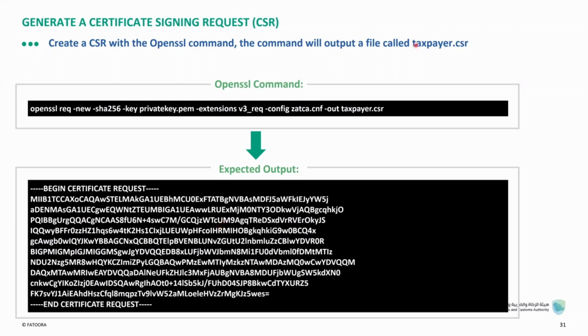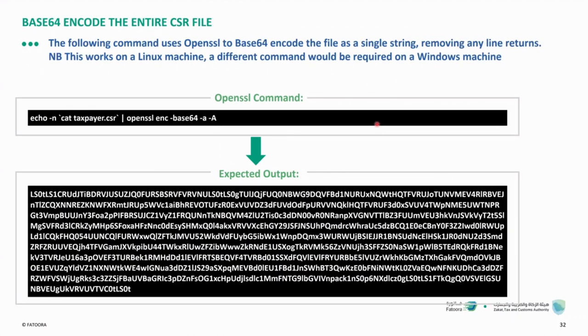In our example, we're going to name it taxpayer.csr. And then you need to encode it in base64. So basically, you're going to pass the taxpayer.csr that we've seen in the previous slide, and then you're going to have the final result, which is in base64 encoding.